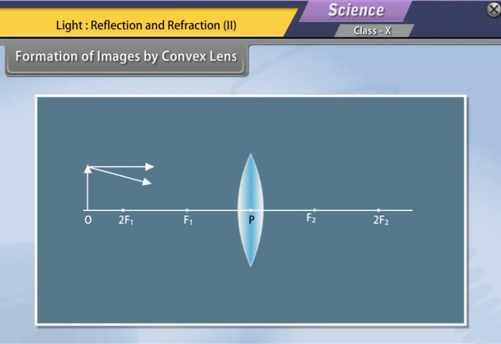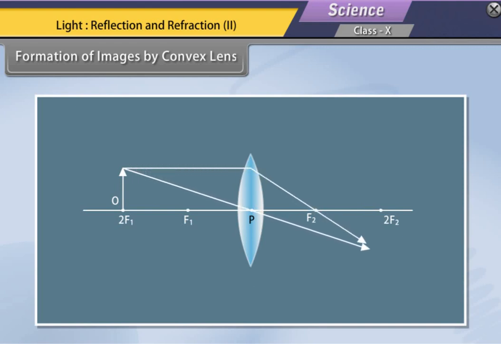When the object is placed beyond 2f, then the image is formed on the opposite side between f and 2f. The nature of the image is real, inverted, and diminished. When the object is placed at 2f, then the image is formed at 2f on the opposite side. The nature of the image is real, inverted, and same size.